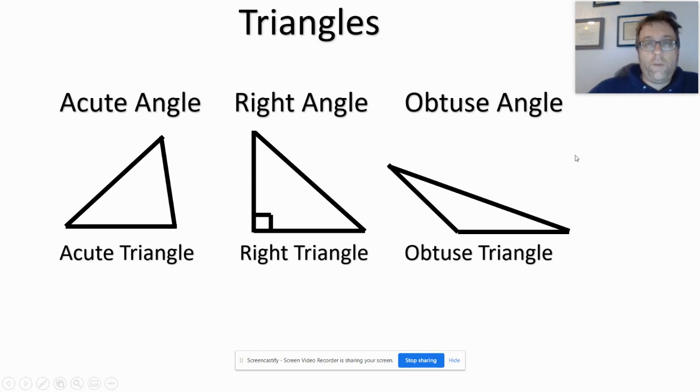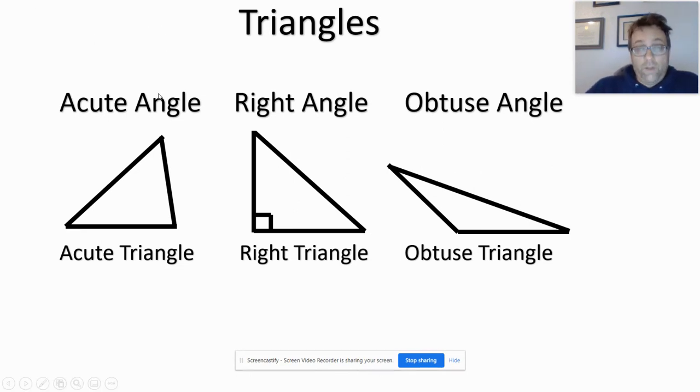Hey guys, today's video is about triangles, how to classify triangles and how to classify quadrilaterals. We're going to do triangles first. First thing you need to remember is that a triangle has what's considered a first and last name. You could classify triangles by their angles and by their sides.